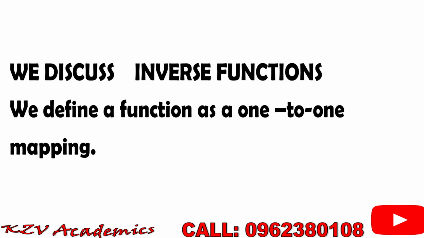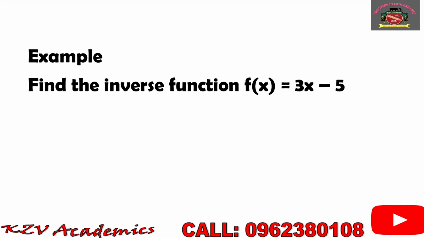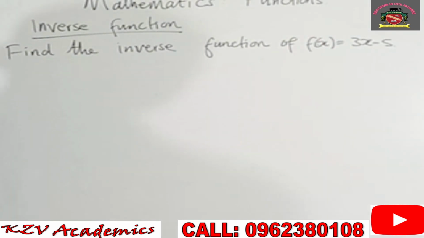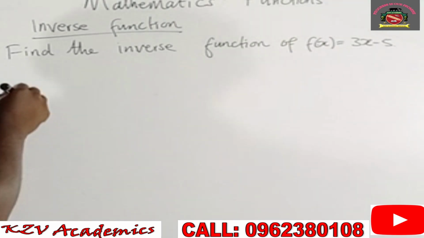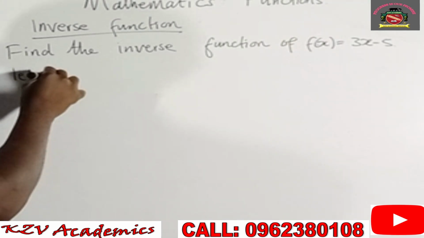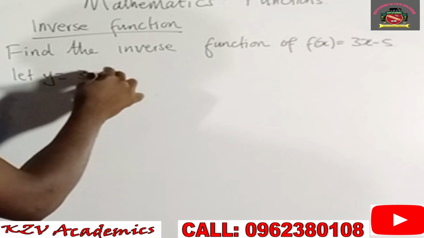Now, we have an example on the board where they are asking us to find the inverse function. The question is to find the inverse function of f of x is equal to 3x minus 5. The first thing that we do when solving this is to let y be equal to 3x minus 5.